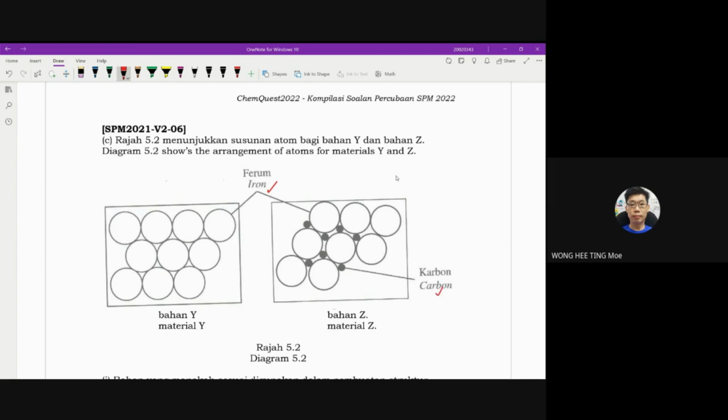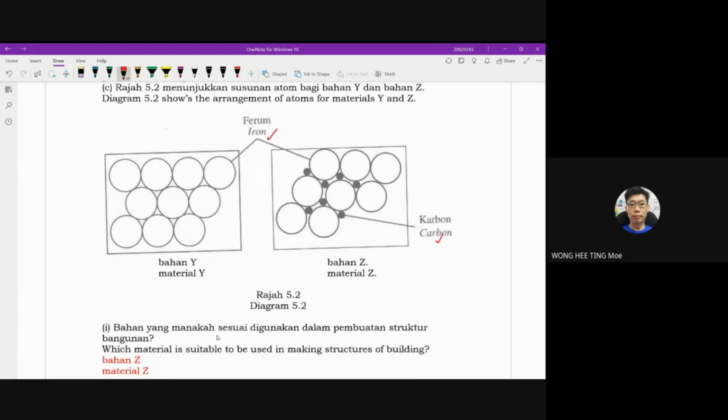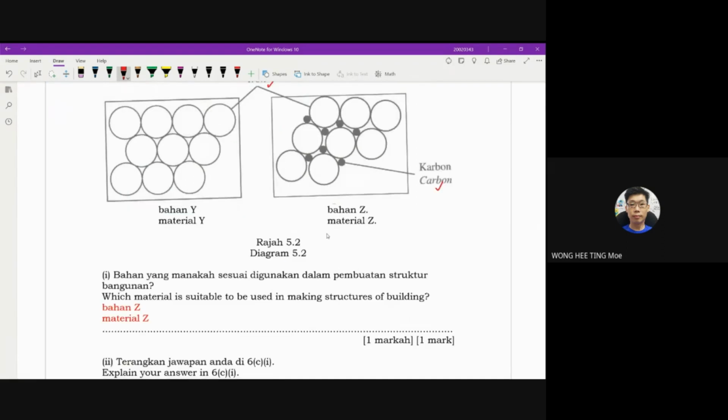Now, which material is suitable to be used to make the structure of the building? It should be Z. Correct, so mark your answer. It should be material Z. Actually, this one is steel, right? Okay, steel. So explain your answer.